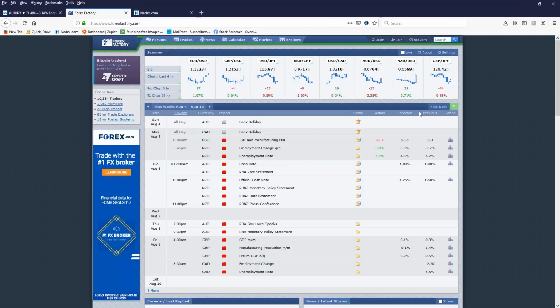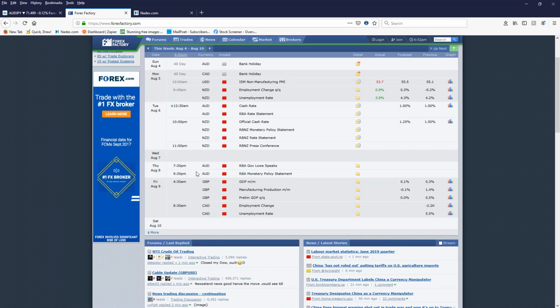Now, let's go and look at what we have this week that's on the schedule. Tuesday, we do have the Aussie cash rate in the RBA rate statement. That is at 12:30 a.m., and this is New York time. At 10 p.m., we have the New Zealand, but we don't trade the New Zealand with Nadex. So we can skip down to Thursday. The Aussie has the RBA Governor Lau speaking. At 9:30 that night, the RBA monetary policy statement comes out.